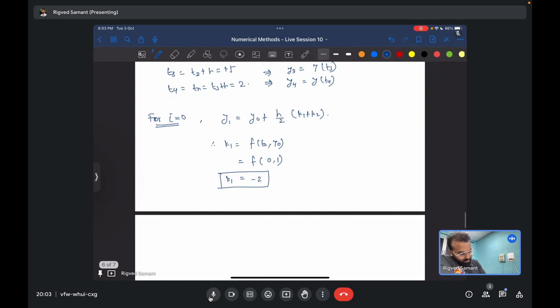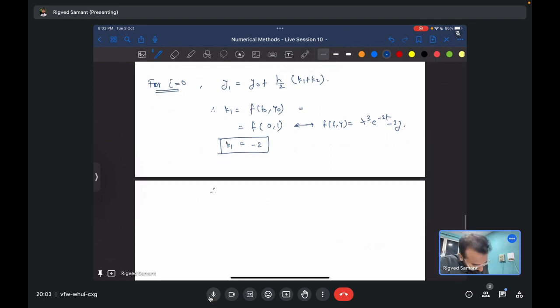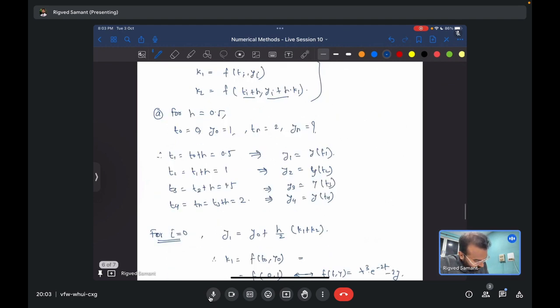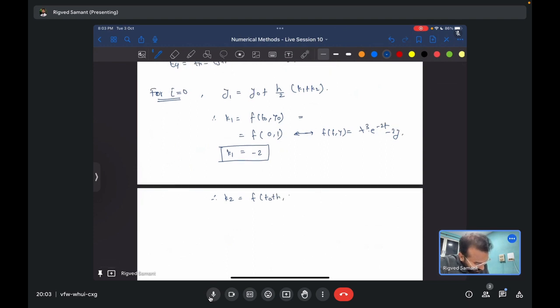So you put this in the function, f of t comma y, that is t cube e raised to minus 2t minus 2y. Then you get the value, and that is the k1 you got. Therefore k2 is f of t0 plus h comma y0 plus h into k1.